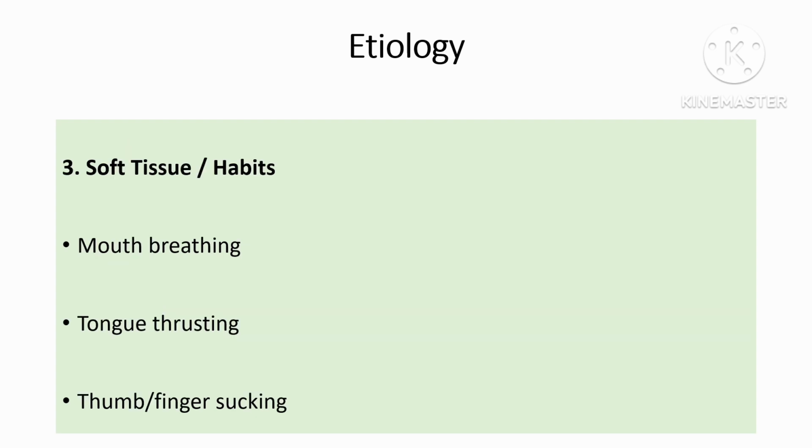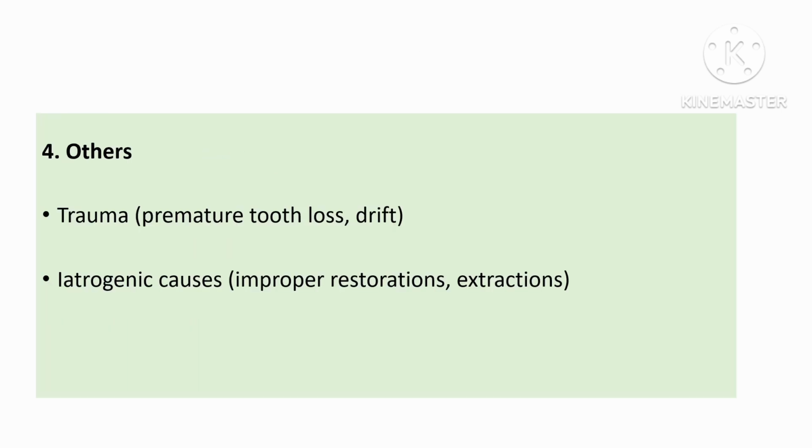Third is the soft tissues and habits. Habits such as thumb sucking, mouth breathing, and tongue thrusting can exert continuous pressure on the teeth, gradually disturbing their alignment. And finally, other causes may include trauma, which may lead to early loss of teeth and drifting, or even iatrogenic reasons like poorly designed restorations or extractions.